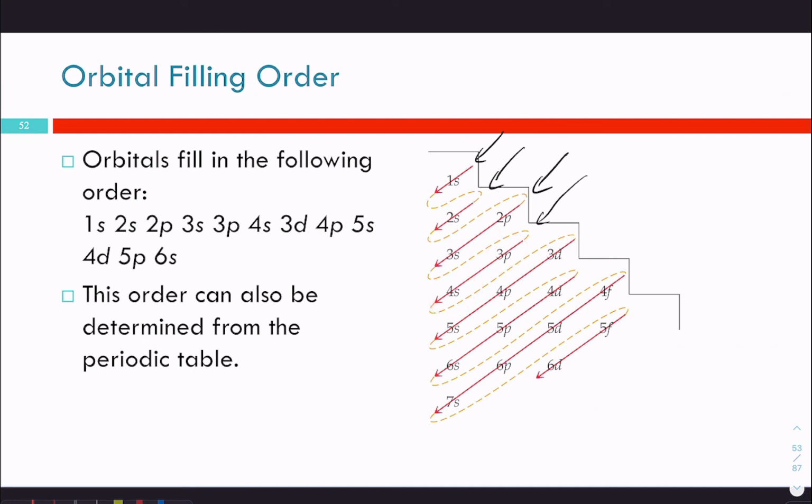So if you follow this pattern, you always fill them in the correct order. And then we go 3d, 4p, 5s, and then it'll be, whoops, 4d, 5p, 6s. So you can keep going through these, and you'll fill them in the right order every time. You can also determine the order from the periodic table.